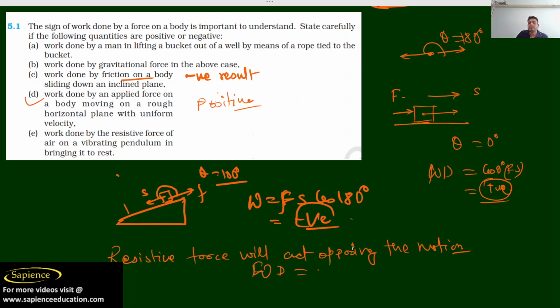work done will be negative, because see here, try to understand, when a pendulum is vibrating, when the pendulum is going upward, air is resisting in the downward direction. When the pendulum is coming downward, air will resist in the upward direction. So there is always a resistive or opposing force. Whenever there is an opposing force, the angle between the force and the displacement will be 180 degree, and cos 180 degree has a negative value. So here work done will be negative. I hope you all have understood this question's answer. Thank you everyone.